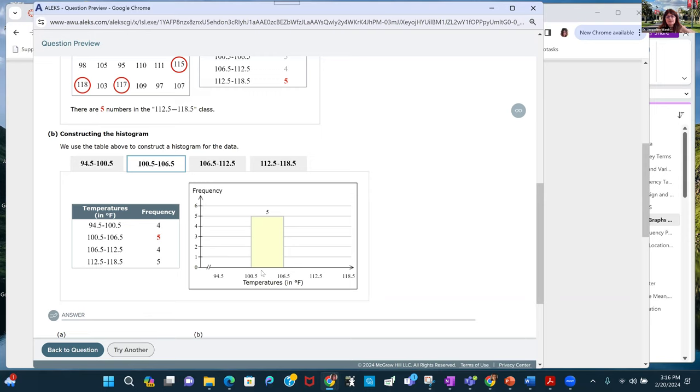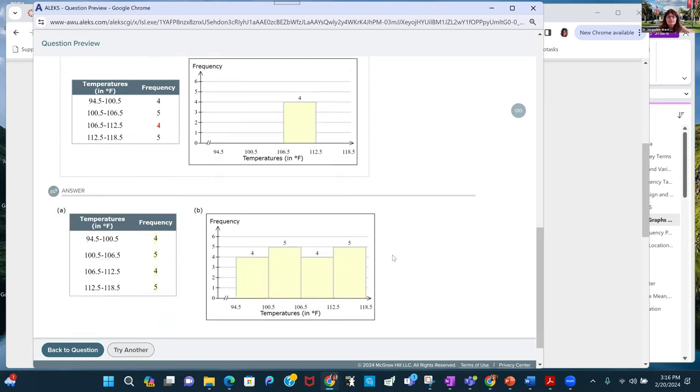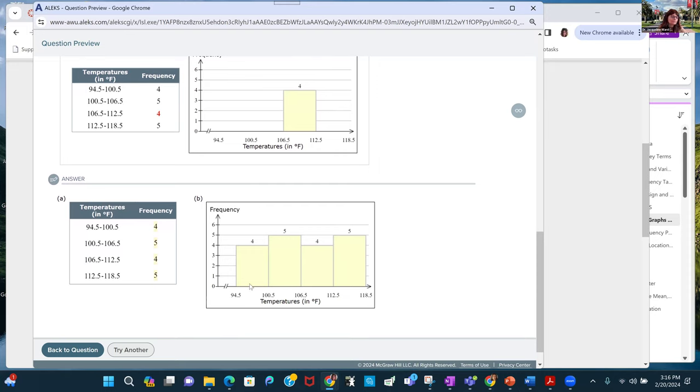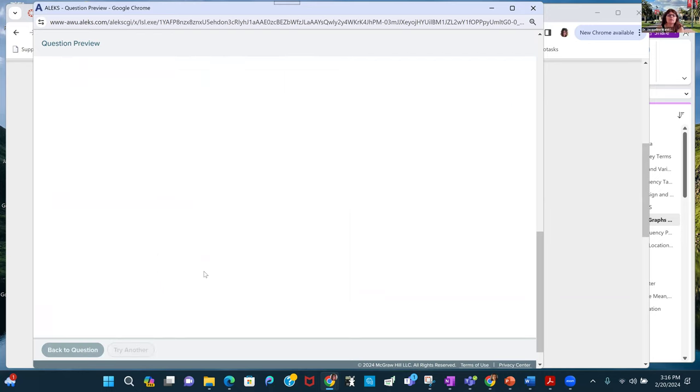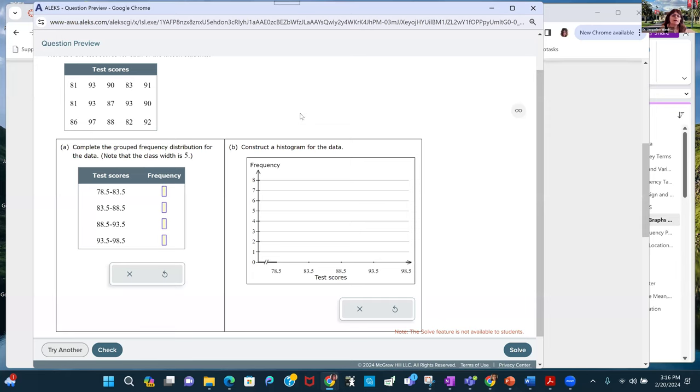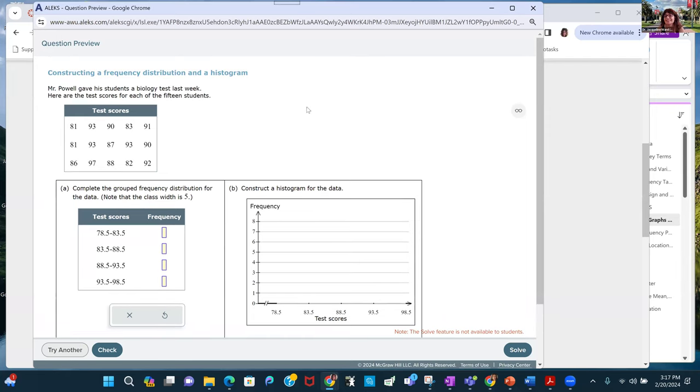And for the five, that's the next bar, et cetera. Okay. So they have all of them shown here. Again, I feel like this is pretty straightforward, although easy to make a mistake.